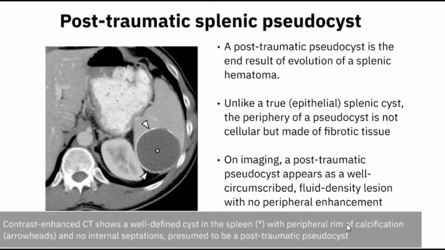So if you hear about the post-traumatic splenic pseudocyst, this will define it. We circumscribe it, a fluid density lesion. This was the sequelae of splenic trauma, and it's a subcapsular, chronic hematoma. They just change it to a cyst. It's like evolution of chronic hematoma to pseudocyst.